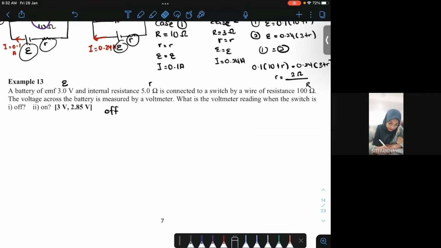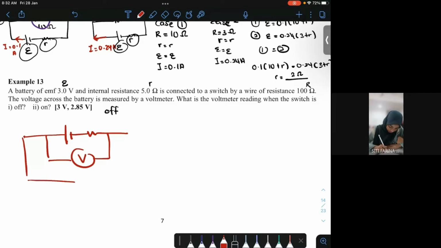Okey, apa yang akan jadi? Kita ada circuit, ada bateri, ada internal resistance. Alright, you have a battery of EMF 3 volt. So this is your EMF with an internal resistance of r connected to a switch by a wire with resistance 100 ohm. Sepanjang wire ni kita ada 100 ohm. So contoh saya lukis lah supaya kita tahu yang kita ada resistance dekat luar sini.